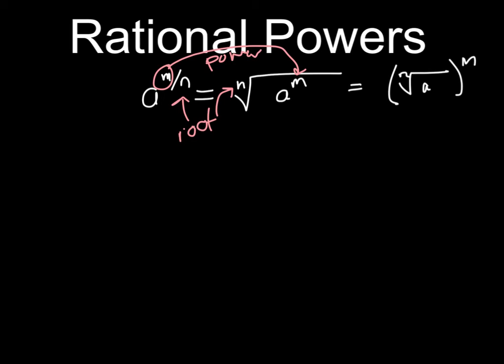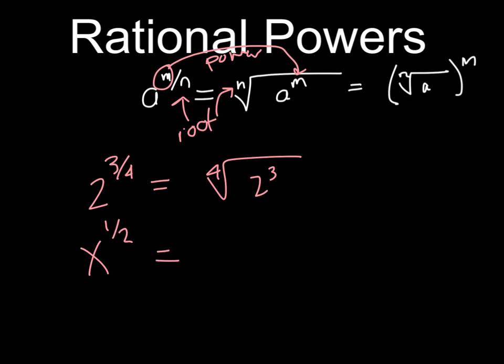So how does this look? If we have 2 to the 3/4 power, we could rewrite that as the 4th root of 2 to the 3rd power. In later chapters we'll talk about when we can simplify this, but right now we're just going to be rewriting that. We can do this with variables. X to the 1/2 is going to be equal to the 2nd root of x. Often with a 2nd root, you're used to taking square roots. We don't need to write the 2, so we can just write the square root of x.